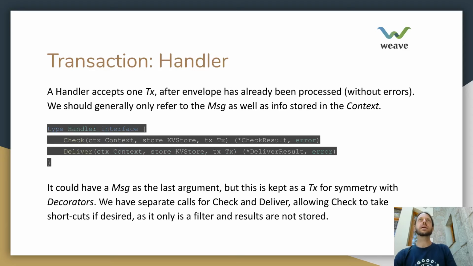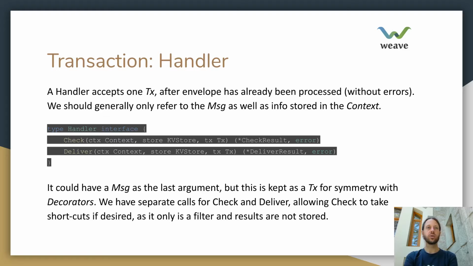Once the message has been processed, and all the envelopes have executed, the final thing we have is a handler which actually processes it. I'll explain decorators later, which are done to process the transaction envelope, but the handler basically is a check and deliver message. These get a context, which contains the block information, the height, time, as well as signature information, authentication information, who has signed it already, which is set by the decorators.